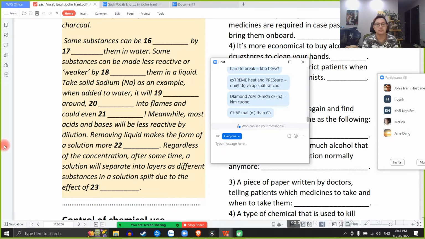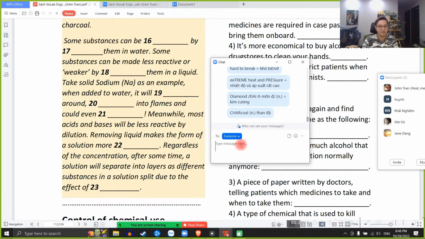Regardless of the concentration, after some time, a solution will separate into layers, as different substances in a solution split, due to the effect of gravity.